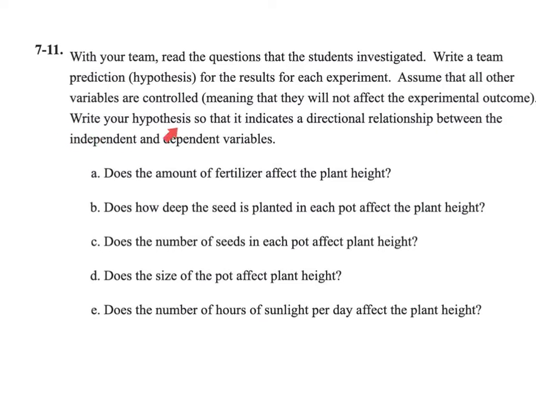So you can write your hypothesis or your prediction so that it indicates if there's a direct relationship between the independent and dependent variables. So part A says this: does the amount of fertilizer affect the plant? So instead here, if you think that it's going to, you would not just write yes. We want to write it so that there's a direct relationship between the independent and dependent. So we'd write it as something like, the more fertilizer there is, the taller the plant will grow. So talking about both of the variables here, the amount of the fertilizer and the height of the plant.